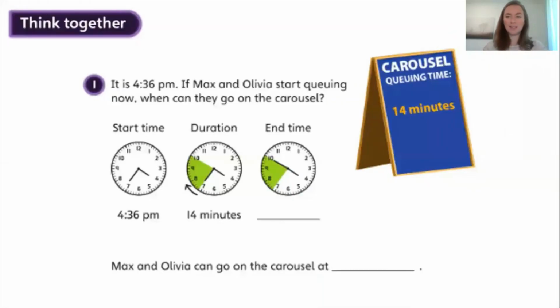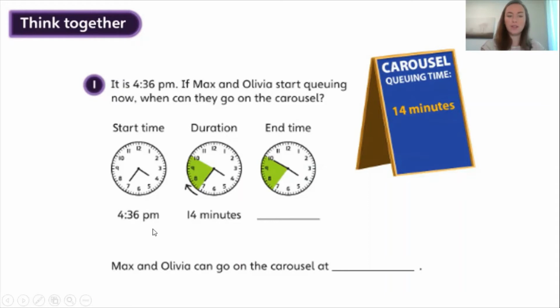Let's have a go at a think together problem now. This question says, it's 4:36 p.m. If Max and Olivia start queuing now, when can they go on the carousel? Have a think, do we know the start time or the end time here? We know the start time because it's 4:36 now, and we're going to find out something in the future. So we're going to have to add on the duration to find the end time. The duration here is the queue time of 14 minutes.